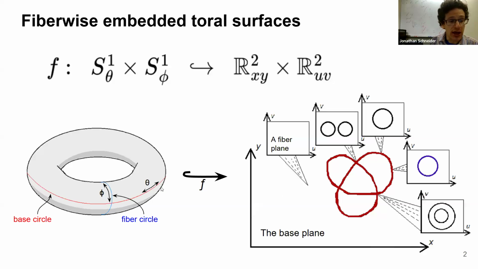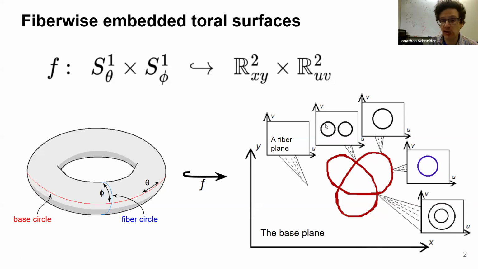If embedded just so, then all of the red longitudinal curves of the torus end up being gathered together as a red base curve in the xy base plane. And if we're really lucky, that red curve will look like a knot diagram in the XY plane. So again, each blue fiber circle, each blue meridian of the torus ends up sitting in one of these UV planes. Wherever the red curve happens to cross in the XY plane, now we're looking at 2 different blue fiber circles of the torus co-occupying a single UV plane.